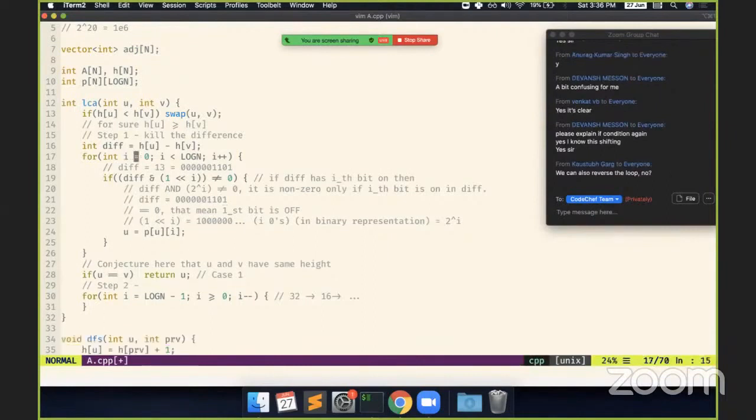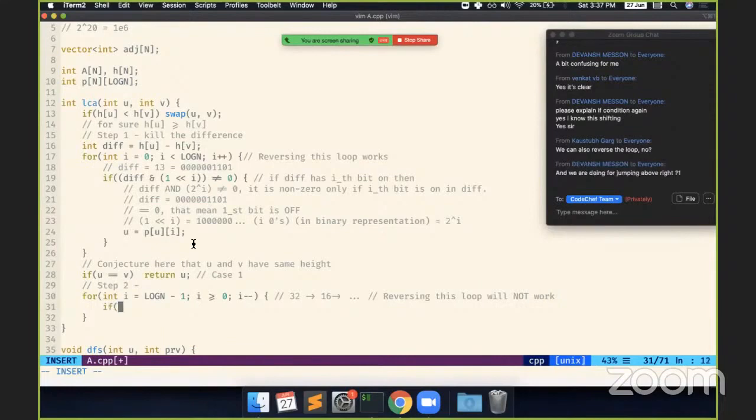We can also reverse this loop, no? Yes, you can. But you can't reverse this loop. That's the important thing. You can reverse the previous loop, you can't reverse this loop.